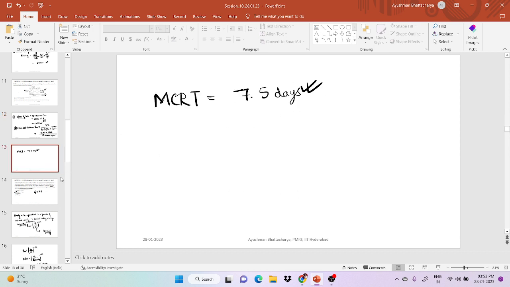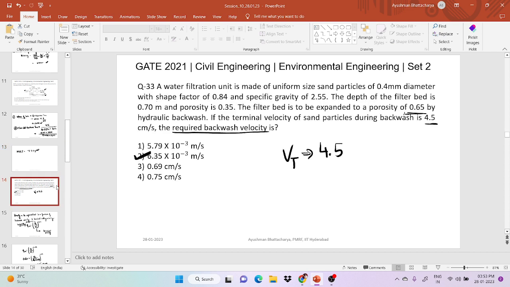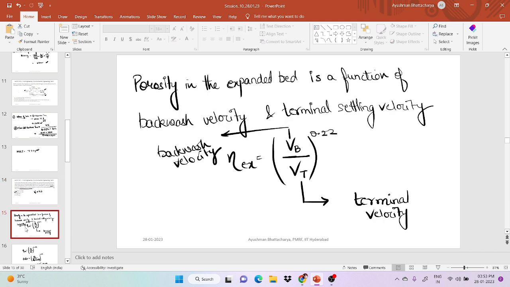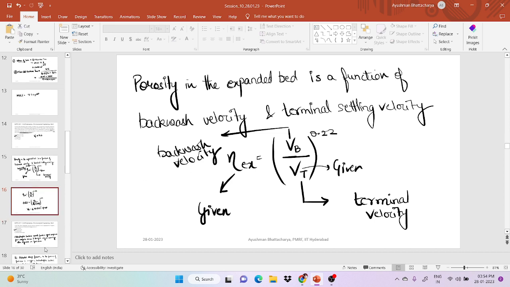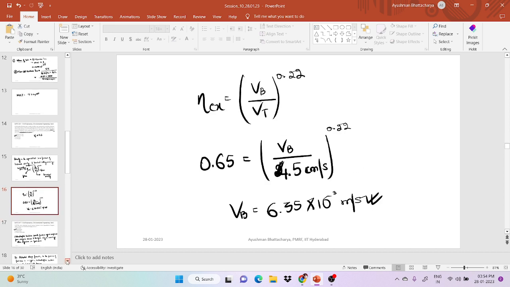Okay. In the next question, we calculated the backwash velocity, and in the question they have given the porosity and the terminal velocity. So we know the porosity of the expanded bed is a function of backwash velocity and terminal settling velocity. Using this expression, we knew that it was given in the question. Terminal velocity was also given in the question, and then we calculated the backwash velocity.